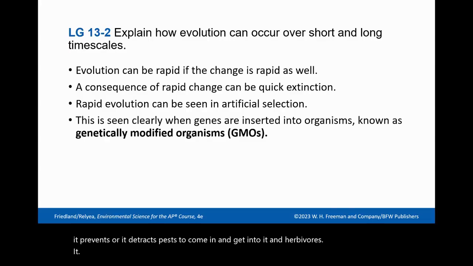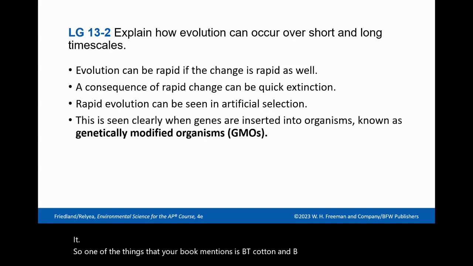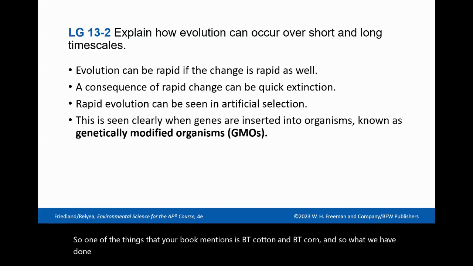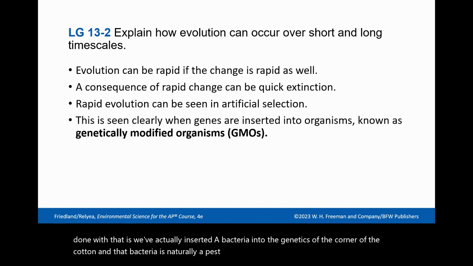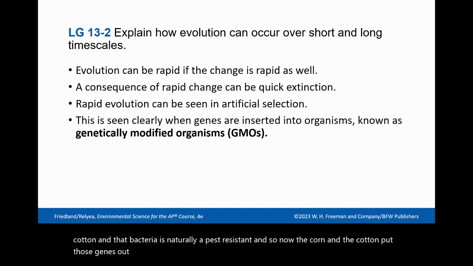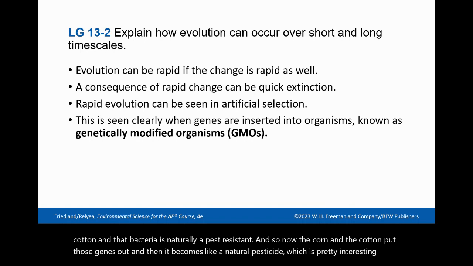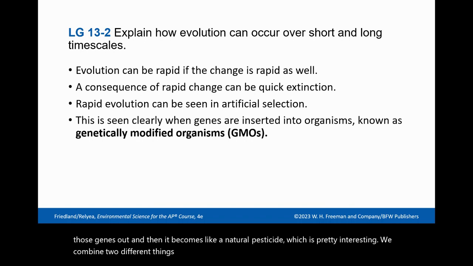One good example is that your book mentions BT cotton and BT corn. What we have done with that is we've actually inserted a bacteria into the genetics of the corn and the cotton, and that bacteria is naturally pest resistant, so now the corn and the cotton put those genes out, and it becomes like a natural pesticide, which is pretty interesting. We combined two different things and made them better.